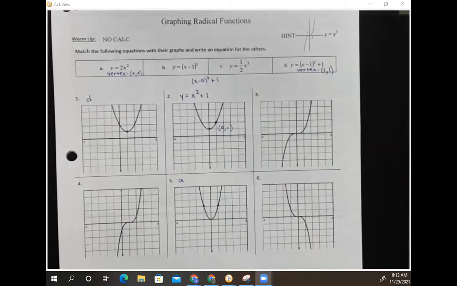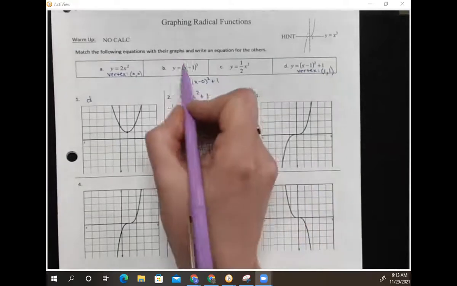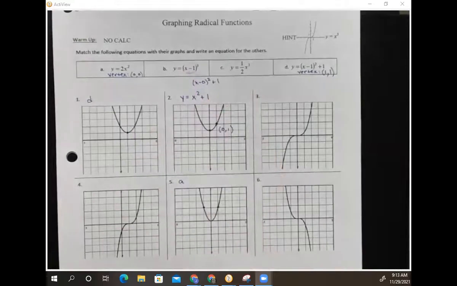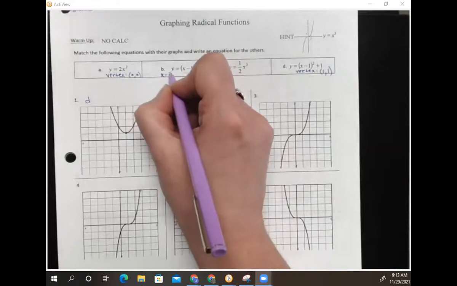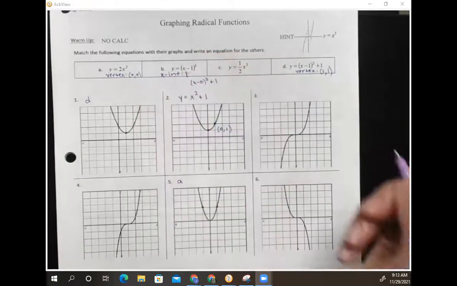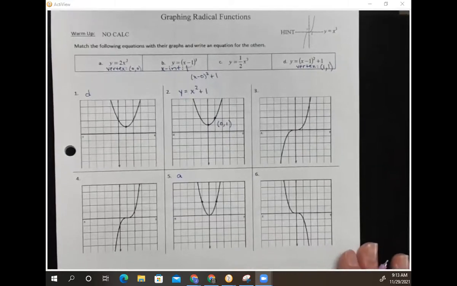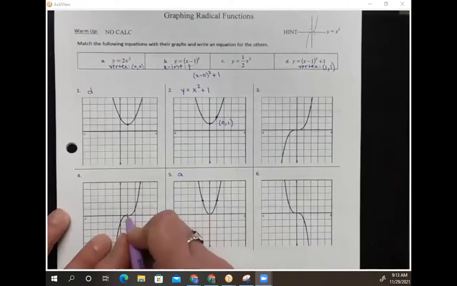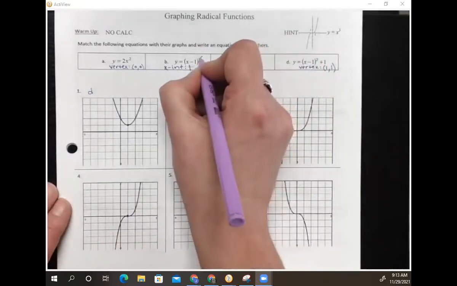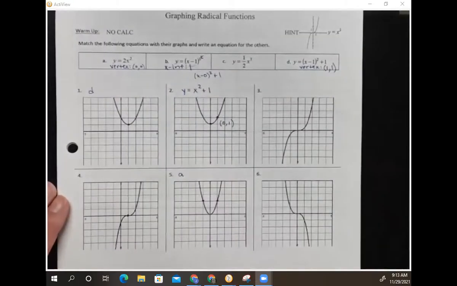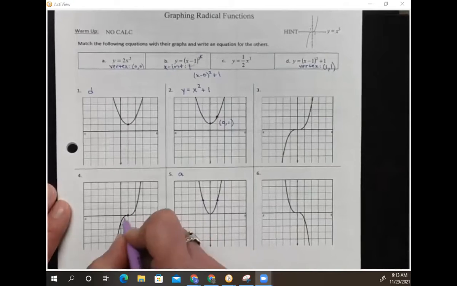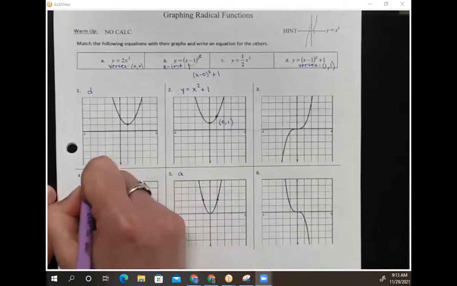August through November, we worked on these functions. So if I see something in parentheses with x, what is this telling me about the graph right here? I have an x-intercept. Thank you. Where do I have an x-intercept? At 1. So I'm looking for a cubic function with an x-intercept at 1. Which of these would that be? 4. Yeah. And I would expect, because it's got that 3 as an exponent, I would expect cubic behavior there, which is what I see here. So 4 matches with B.